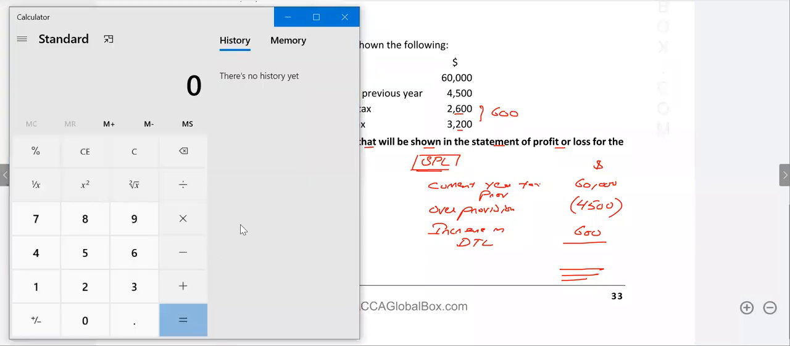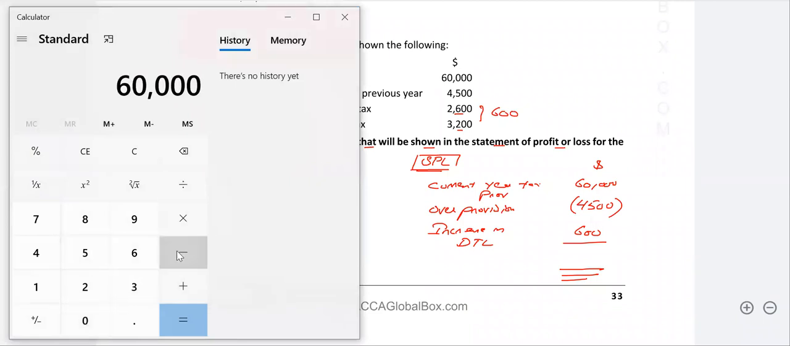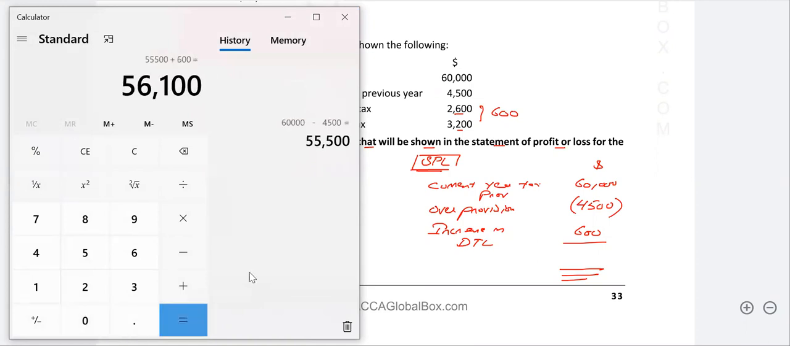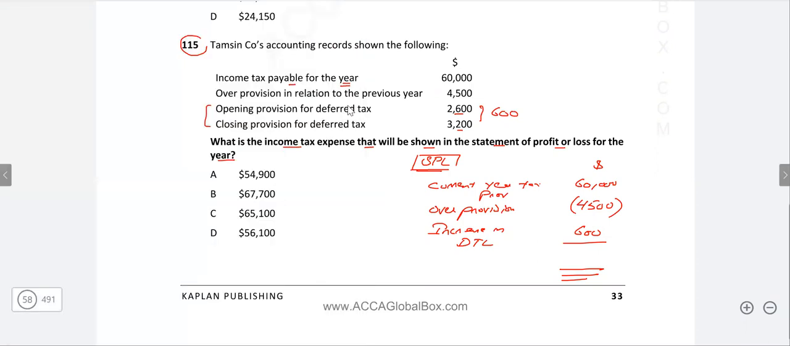So how much is it? We have 60,000 minus 4,500, which is the over provision, because over provision reduces the tax charge. And then we have the 600 increase in deferred tax liability, which should be recorded as an expense. It is 56,100 expense in the statement of profit or loss. So the option is D.